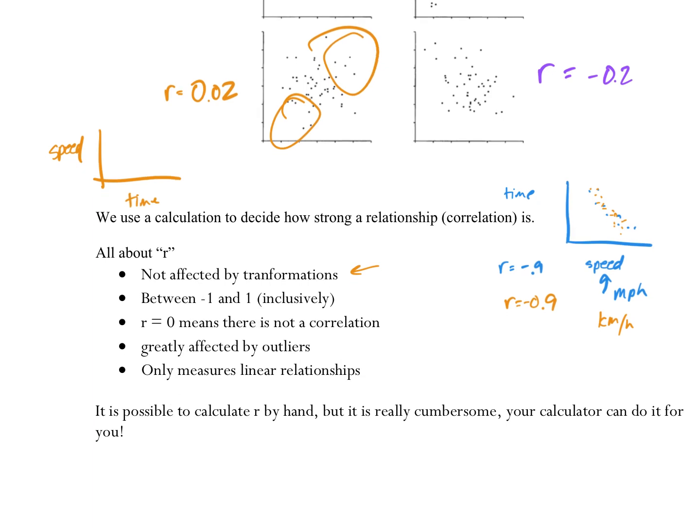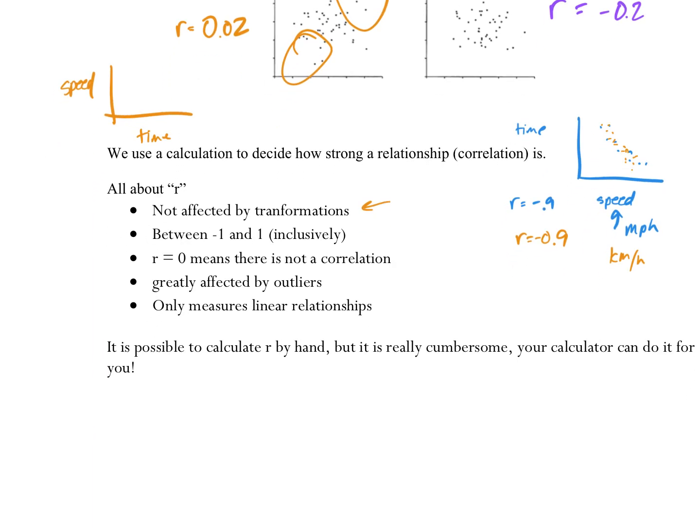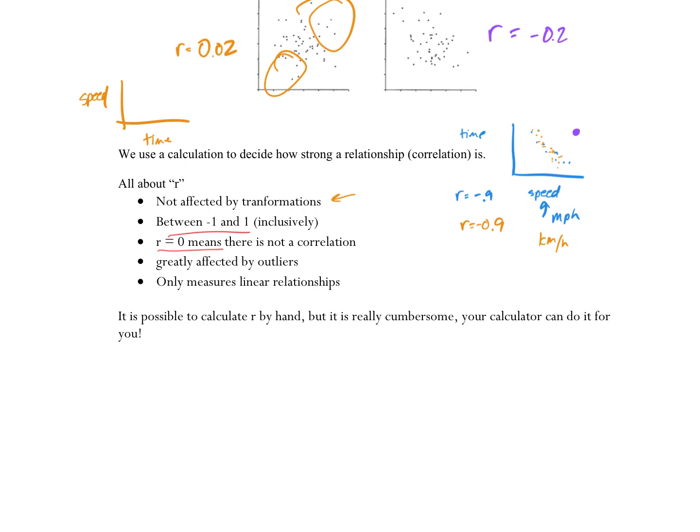Okay? We already said between -1 and 1, R equals 0 means no correlation. Let's say we had one weird point where the speed was really fast, which doesn't make sense at all. If we had a point here, that would greatly change the value for R. Okay? And R can only measure linear relationships.